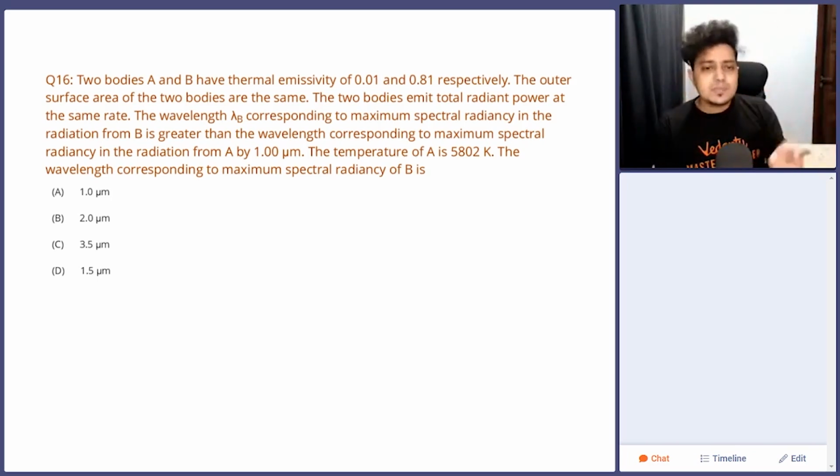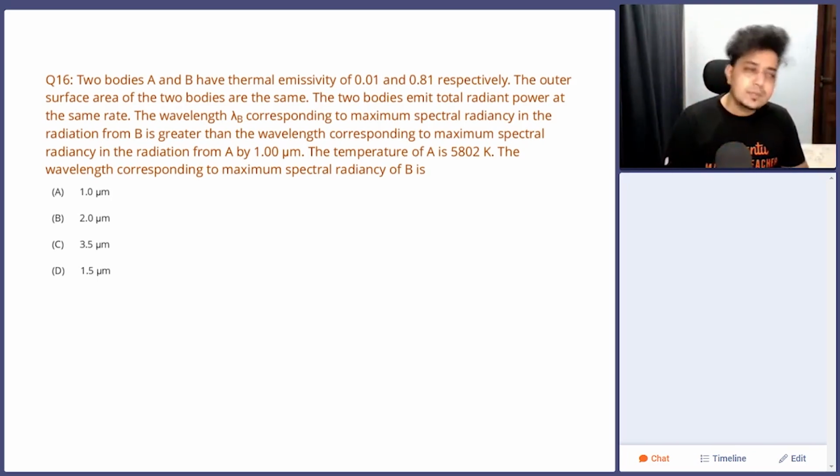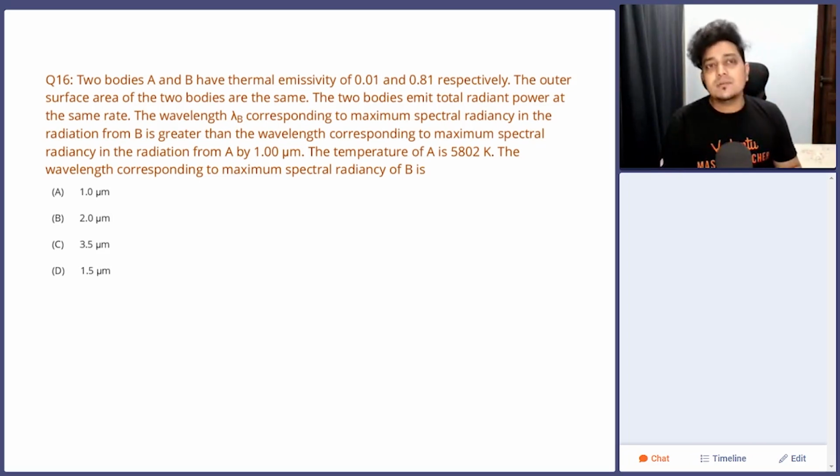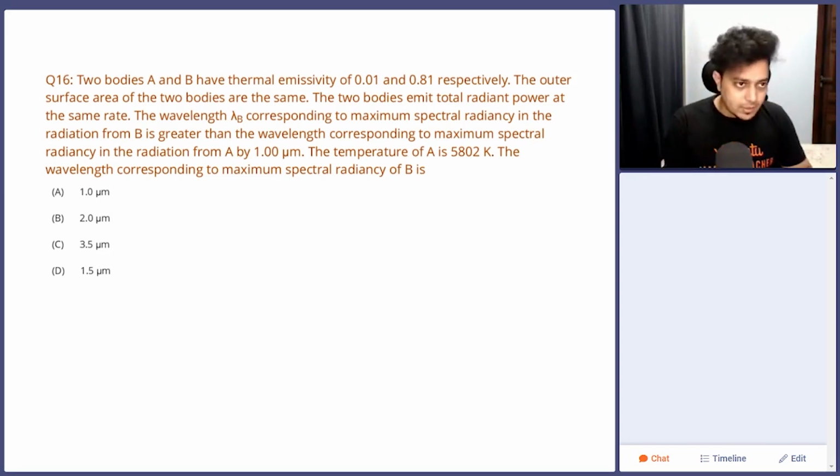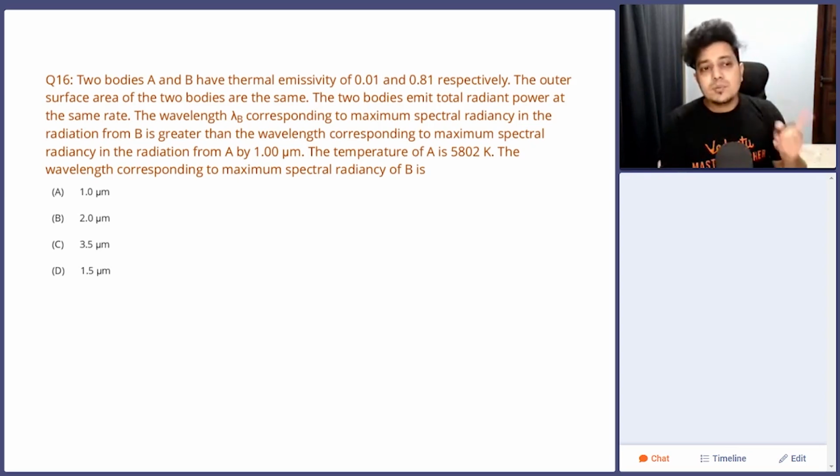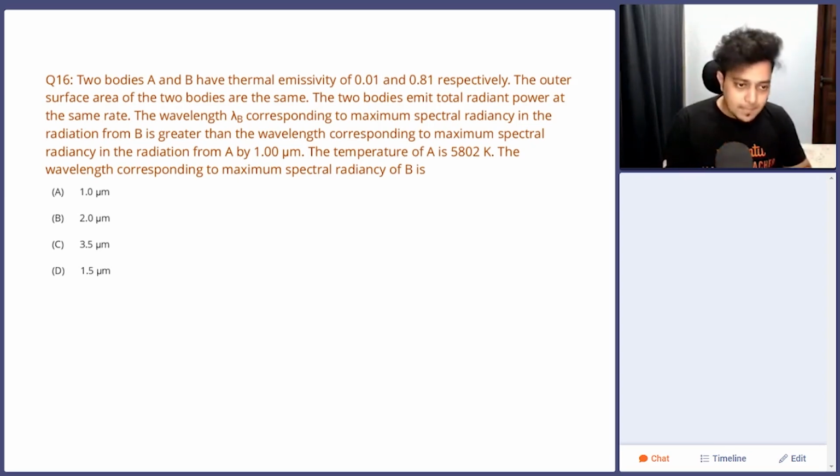The temperature of A is 5802 Kelvin, and we have to figure out the wavelength corresponding to the maximum spectral radiancy of B. First, let's understand that emissivity is given, and these two objects have the same radiant power. That means the power will be the same.